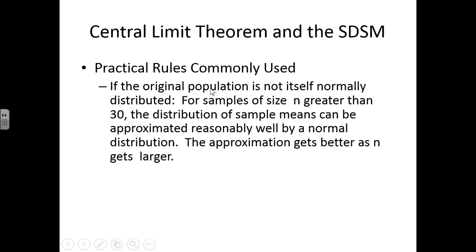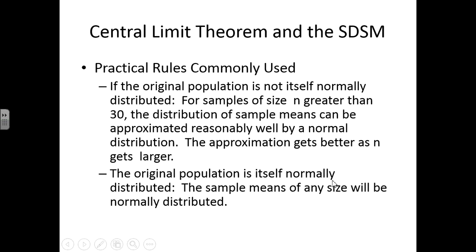And here are two practical rules that are commonly used. If the original population is not normally distributed, but the sample size is large enough, and large enough in statistics is greater than 30, then the distribution of sample means will approximate a normal distribution, and this approximation gets better as n gets larger. But if the original population is itself normally distributed, then the sample sizes can be any size, and the distribution of the sample means will be exactly normally distributed.